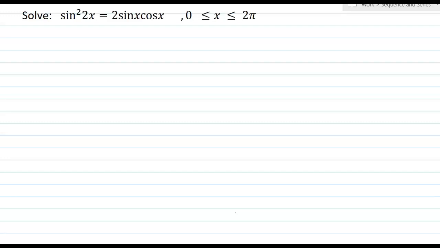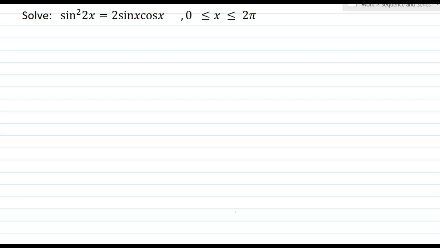Alright, so we are going to solve this trigonometric equation, and we are going to use a trig identity to simplify this equation and then go ahead and solve. Mind you that x is the angle and it is in radian measure, so we want the value for x between 0 and 2 pi. So let's go through that.